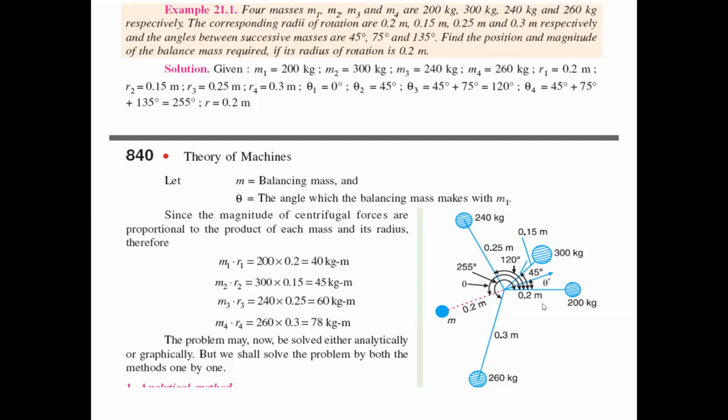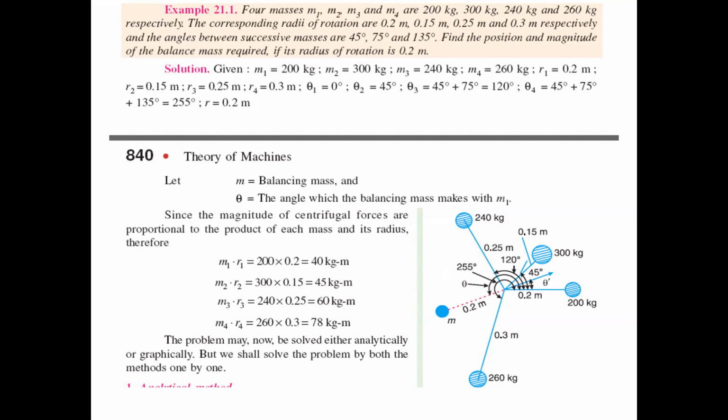Those angles will also be represented in our space diagram. Just observe the space diagram. The 200 kg mass is placed on the horizontal line, the 300 kg at 45 degrees, the 240 kg at 120 degrees, and the 260 kg at 255 degrees, with reference to the 200 kg mass. Now we are going to find the balancing mass and its direction.